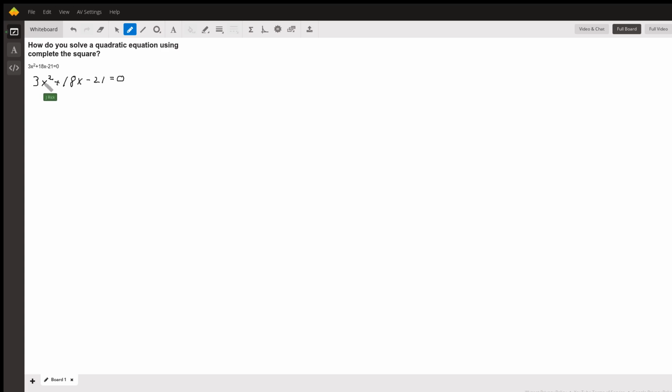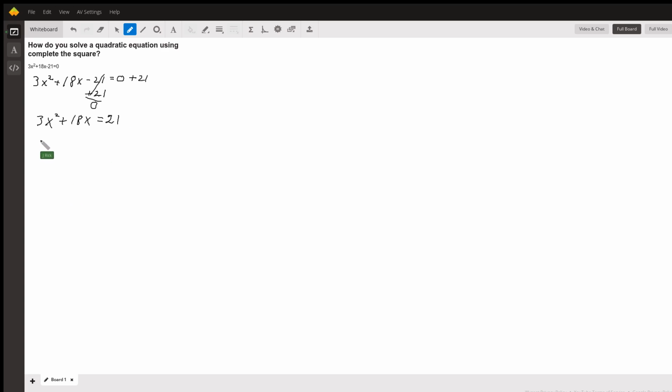The first step in solving this with completing the square is to take this constant term, this number without a variable. The constant term has got to go on the other side. So we're going to add 21 to both sides. And this becomes 0. So then you have 3x squared plus 18x equals 21. All right, that's the first step.